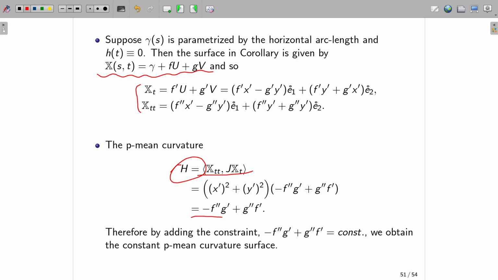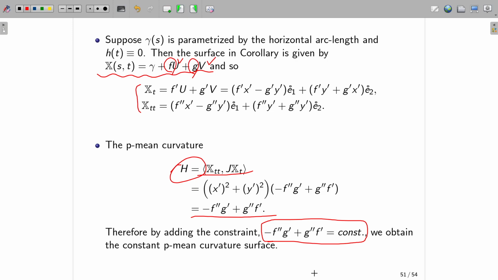We can calculate the P mean curvature in terms of the coefficients in front of tangent, horizontal tangent, and horizontal normal. Okay, so now we need a minimal surface. It means that the P mean curvature has to be zero. Has to be constant P mean curvature. Okay, constant P mean curvature. So we need this one as a constant. So we need to add the extra condition for this one.